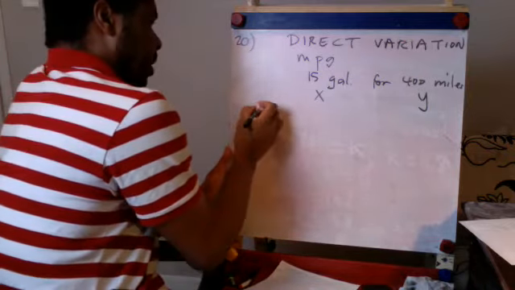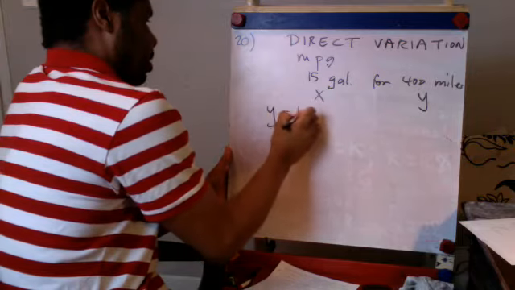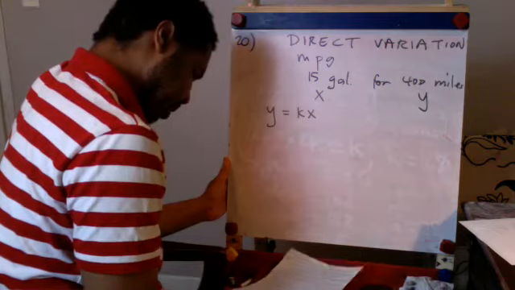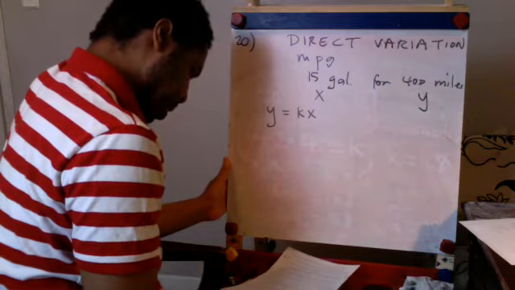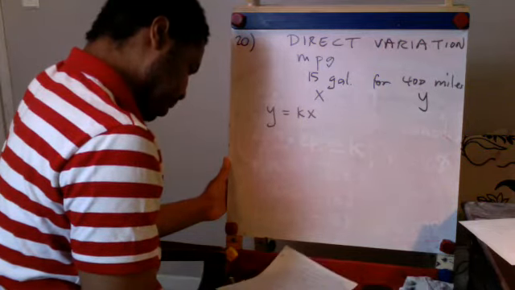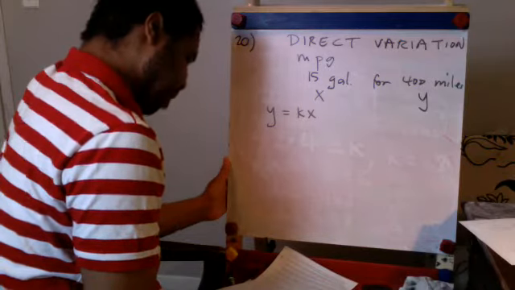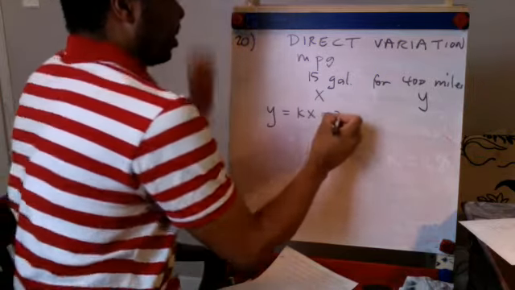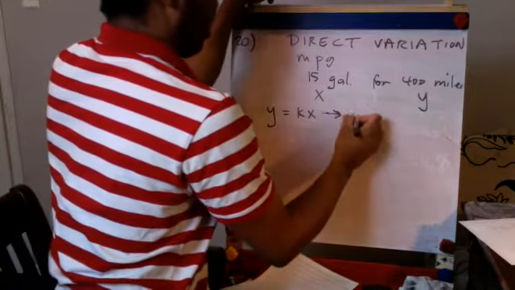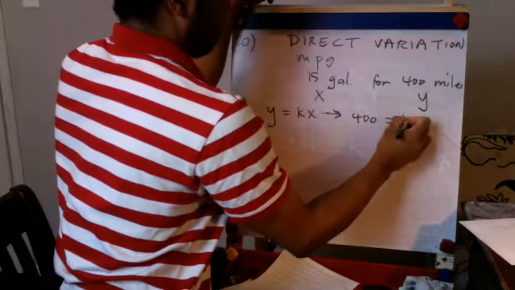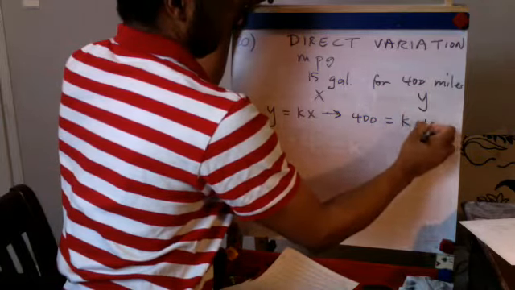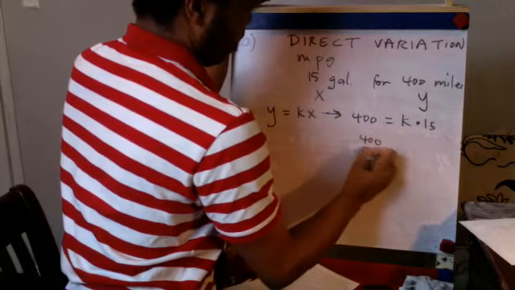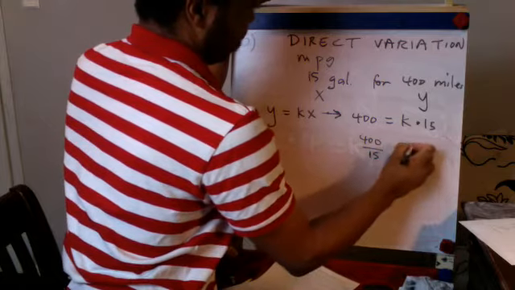So what we have here is Y is equal to KX. We're talking about direct variation. So it travels for 15 gallons, you get 400 miles. So Y is equal to KX. So that means that 400 is equal to K times 15, right? So that means 400 over 15 is equal to K.